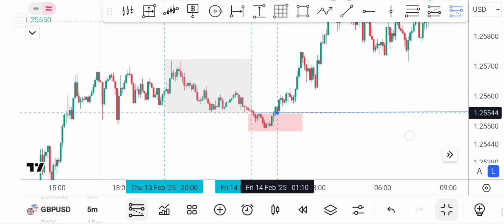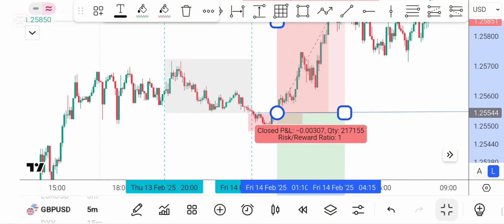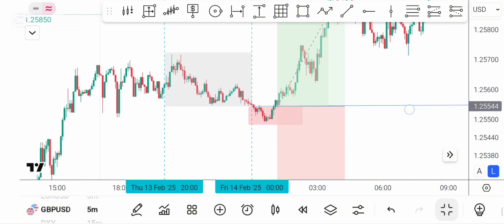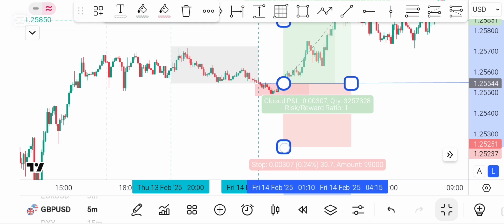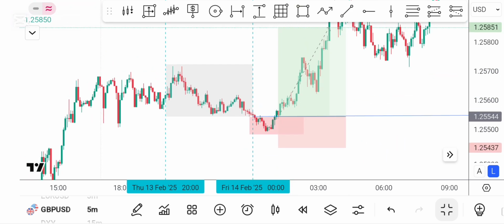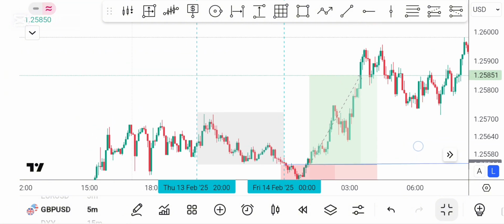I hope I picked the right tool again. Why do I keep doing this? I'm sorry. Like so, after a run on this Asian low sell side liquidity, you could be looking for buy opportunities, right?